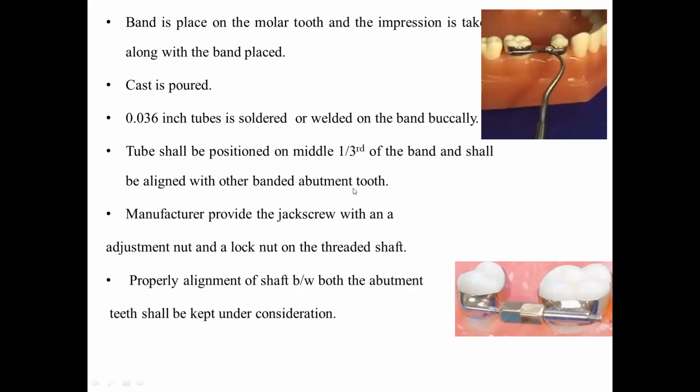Again, this is the procedure. Same way, we take bands of the appropriate size as we did in the first open coil spring. The band is selected. After selecting the band, again we take the impression, the bands get shifted into the impression, then we make a model. After making a model, we solder the tubes on both of the bands which we have given. After soldering the tubes, we put a lock or a nut, we call it a jack screw.